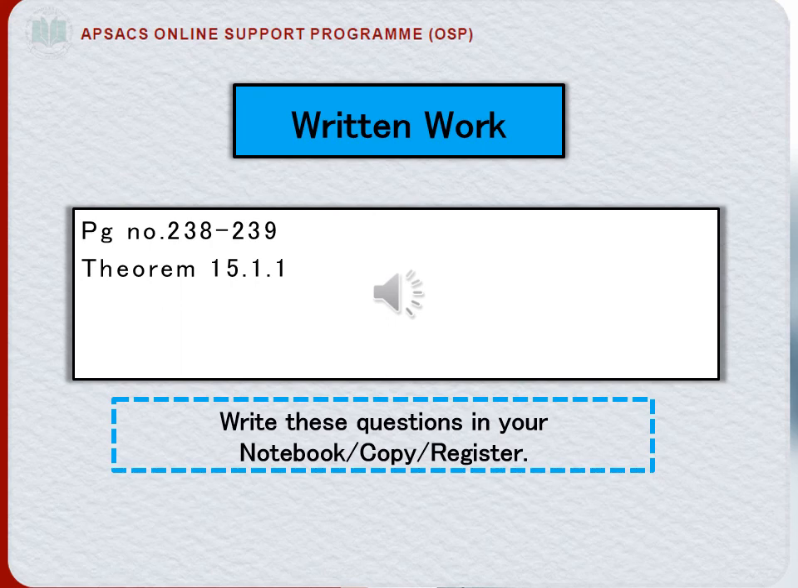Today's written work is to note down theorem 15.1 in your notebooks.